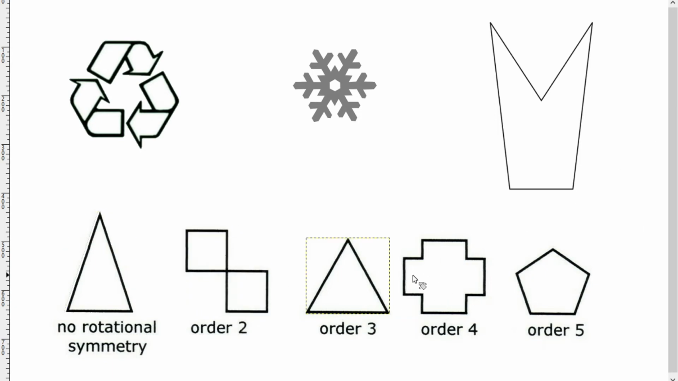Order 3 for an equilateral triangle because this point will end up hitting that point, which will end up hitting that point, and then back to normal. Equilateral crosses are very common for order 4. And you'll notice even-sided pentagons, hexagons, octagons, those will all just have an order that matches the number of sides they have, or the number of vertices they have, doesn't matter. So these are some examples of shapes with a ton of different orders.